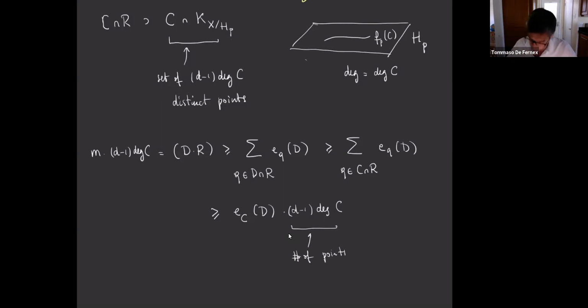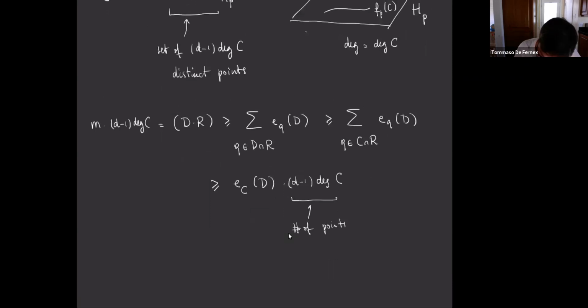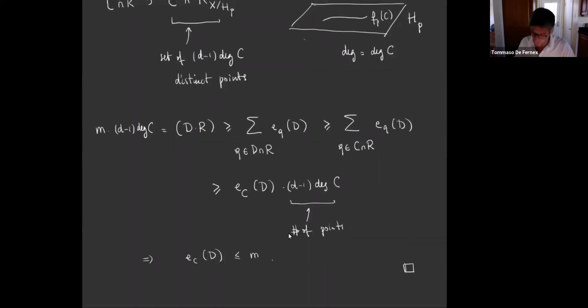Okay, but now if I just compare what I wrote, this implies that EC of D is less or equal than N. Okay. Which is what we wanted to prove. So what is interesting here again is that the degree of X does not come in this bound. This bound is independent of the degree of X.